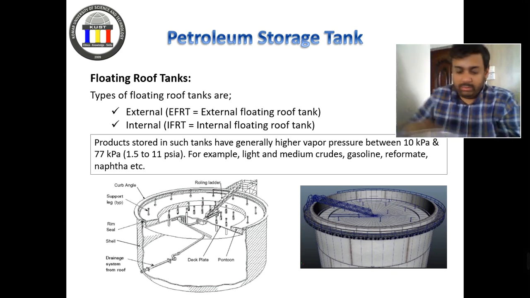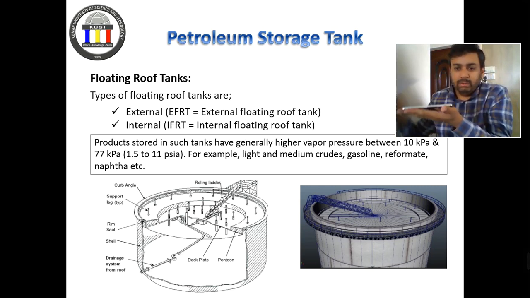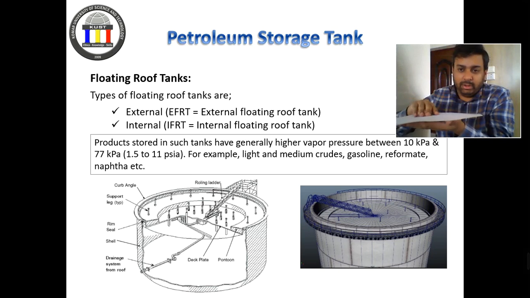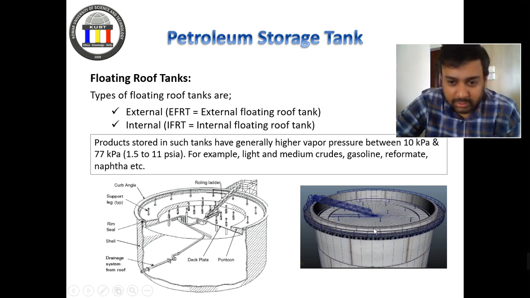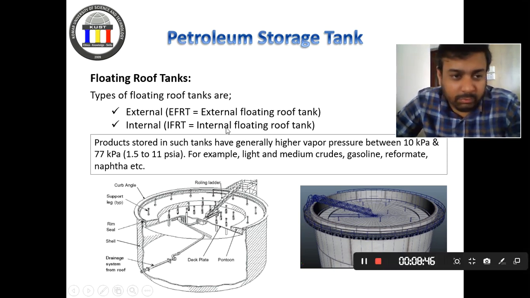For example, this is the level of the liquid, so the roof is actually floating. Floating means moving up and down. When you have low liquid, it will come down and stay here. If you have high liquid, the roof will go up. So it's actually floating. Here you can see that this is actually floating. Now I will show you some examples of fixed roof and floating roof storage tank videos.